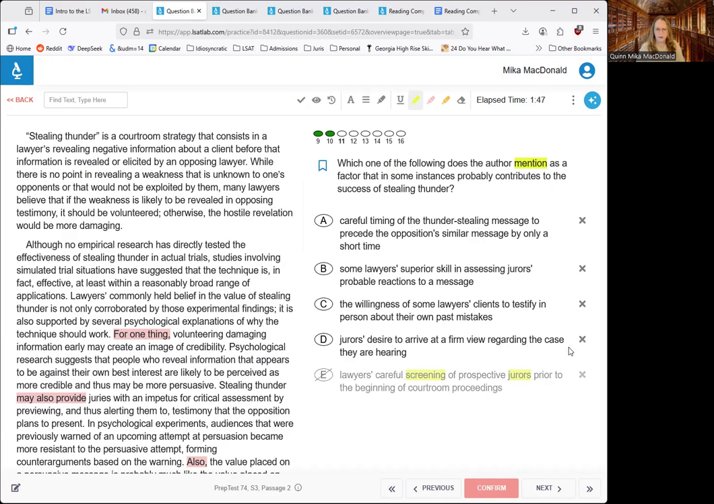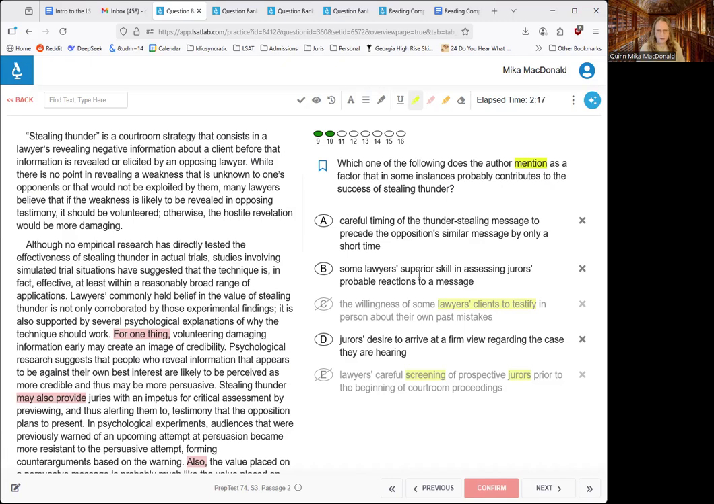Okay, D sounds relatively familiar, right? Want to arrive at a firm view regarding the case they're hearing. I'll keep that. Now, client testimony, I don't think that ever came up as well, right? I have no recollection of this ever talking about stealing thunder should be informed by how good your client will be on the stand when they testify about their past decisions. Never saw anything like that.